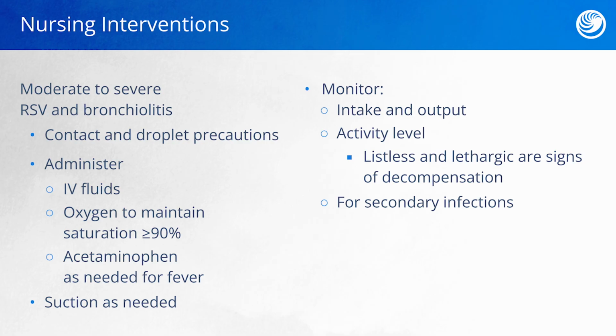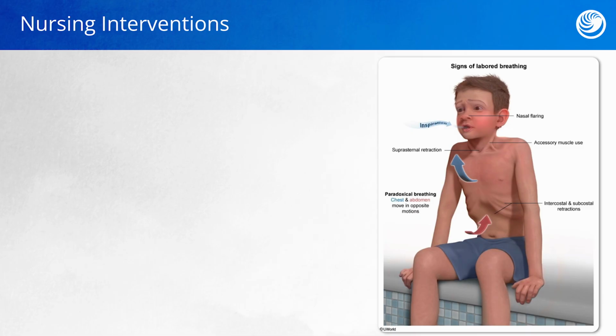We also want to monitor for secondary infections. Due to the amount of thick secretions that RSV can cause, bacteria love these dark, moist secretions, and it can be a great feeding ground or medium for them to grow. Therefore, we want to make sure we're checking for any signs of pneumonia or even ear infections, also known as acute otitis media.